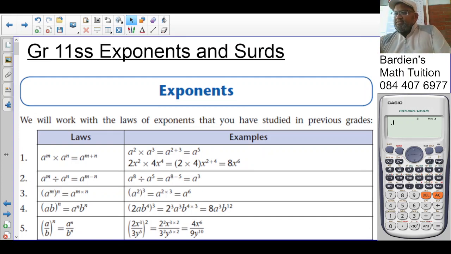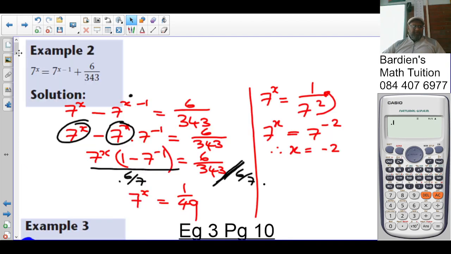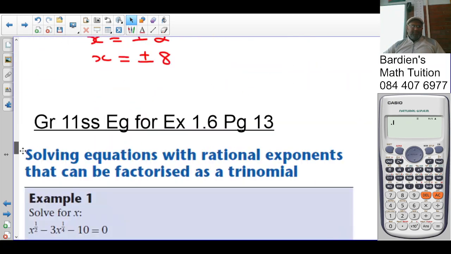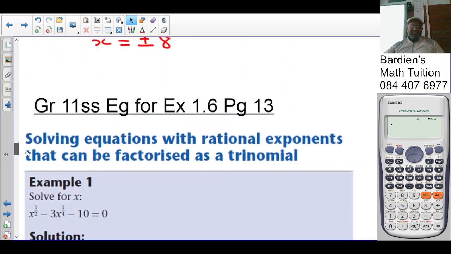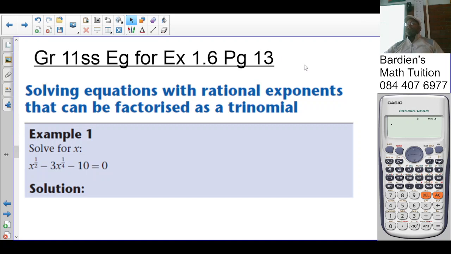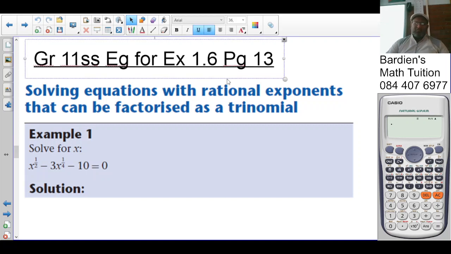Okay, good morning, class. So at this point in our lives, we're looking at exponents and surds. We are looking at the examples for exercise 1.7, and exercise 1.7 is on page 14. Nice.